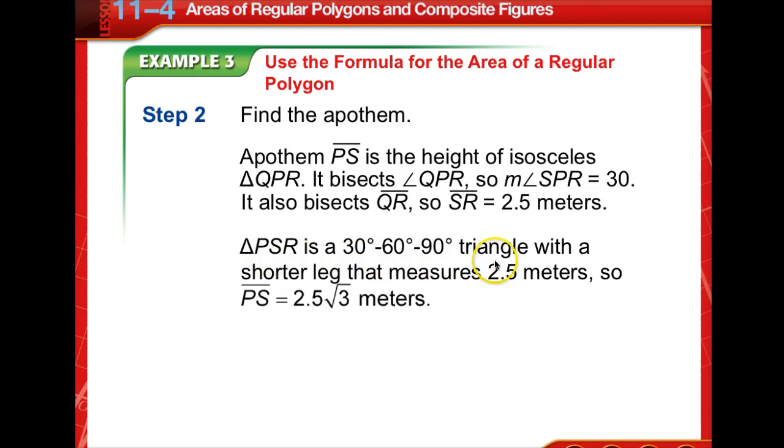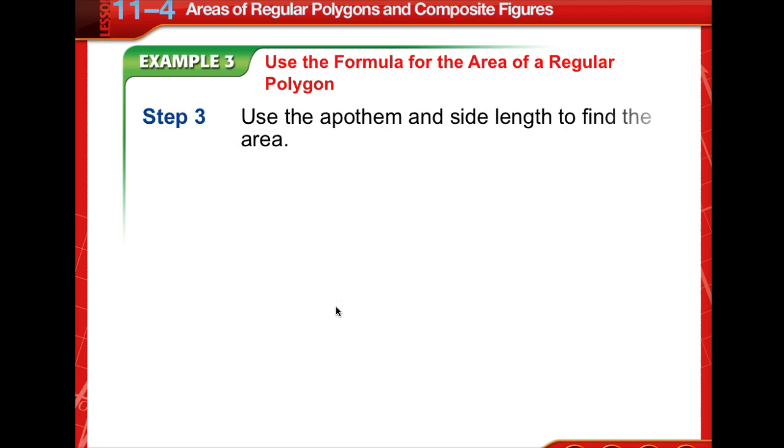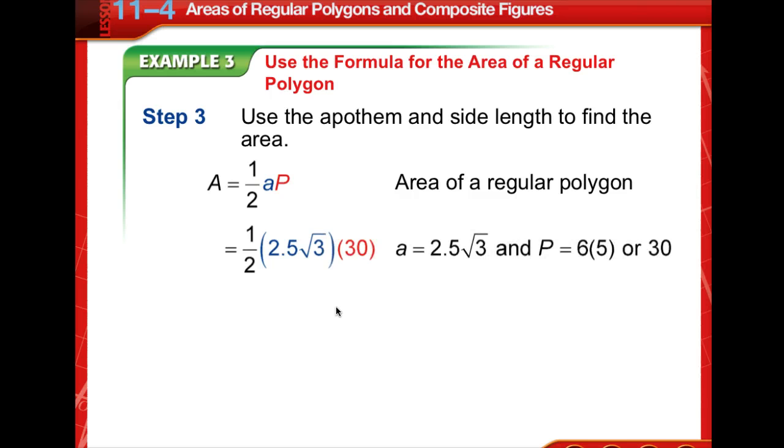Triangle PSR is a 30-60-90 with a shorter leg that measures 2 5/10 meters. So the longer leg is 2 5/10 times the square root of 3 meters. So we're going to use that formula, 1/2 times the apothem times the perimeter. It is approximately equal to 65 square meters.